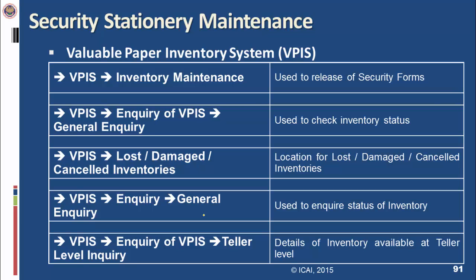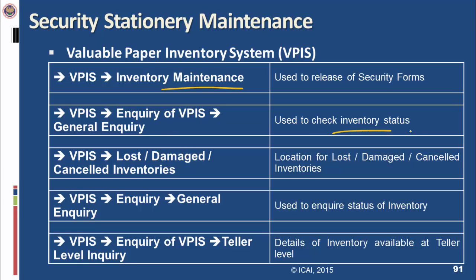Now comes the VPIS. We can equate this with the ISRA command in Finacle, that is the valuable paper inventory system. In VPIS, we have the inventory maintenance here. It is used to release the security form. We can see that by and large all the systems are going the same way. The reason is that the concepts are common. Only the execution side, the application side or the front end is different, right?